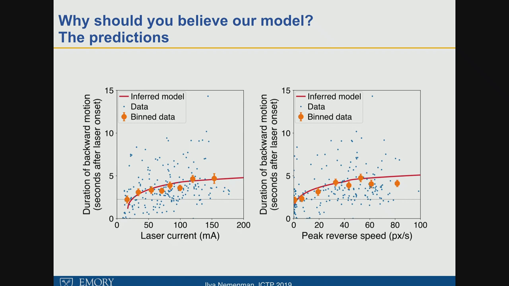But we can ask our model, at which point will the worm stop? And this is a prediction of the model. There are no free parameters here anymore. So depending on the amount of laser current that you provide, when will the worm stop going backwards and start going forwards again? Again, this is not a fit, this is now a prediction. This is our curve for prediction, and these are the means of different worms that experienced the same current. This is a similar prediction where we are now trying to predict when the worm will stop based on its fastest backward speed, the peak reverse speed.